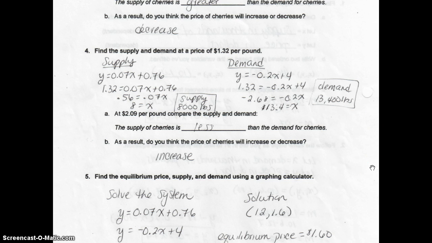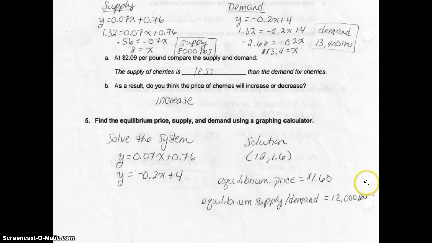So here, comparing the supply and demand, supply of the cherries is less than the demand for the cherries. And again, since there are not very many cherries, but a lot of people want them, the price is going to increase because people will be willing to pay more for them. Now, eventually this back and forth will try to reach an equilibrium. So we want to try and find the equilibrium price, equilibrium supply, and equilibrium demand. And we're going to do this by solving the system of equations that we've created. And we're going to do this graphically, although of course you can do it algebraically.